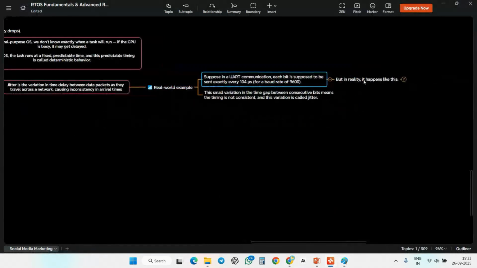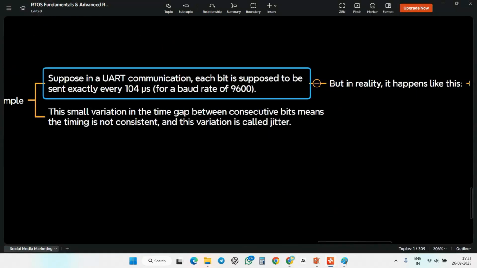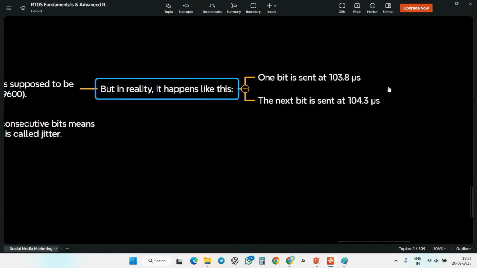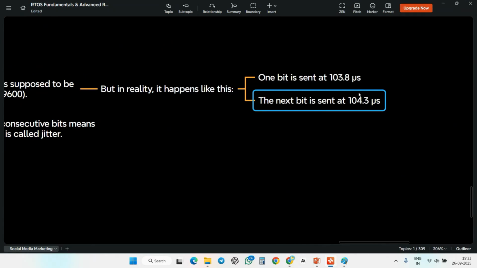Look at another example. I have connected a communication protocol, and I need to collect the data at the baud rate of 9600, one bit every 104 microseconds. In reality, the first bit came at 103.8 microseconds. The second bit came at 104.3 microseconds. The variation is happening.